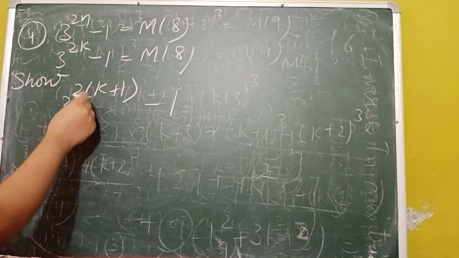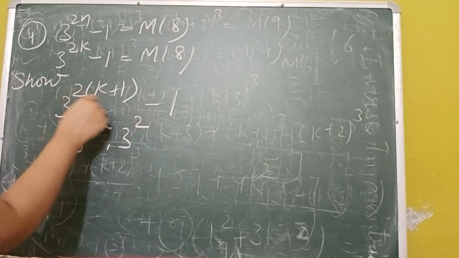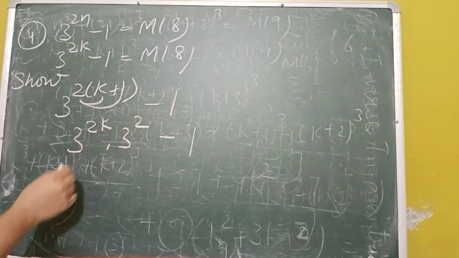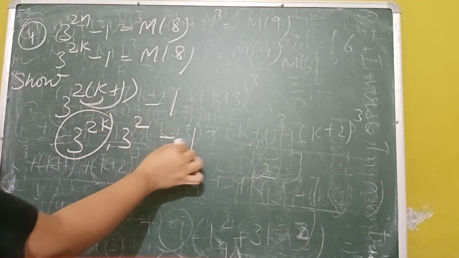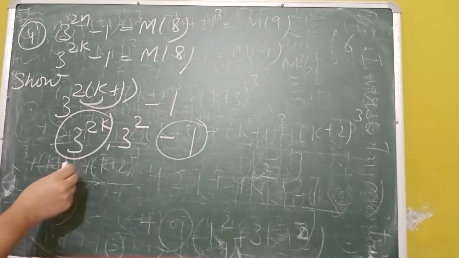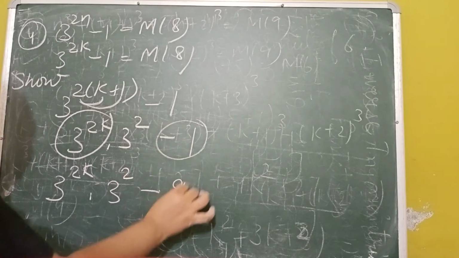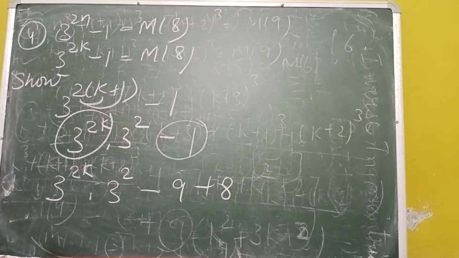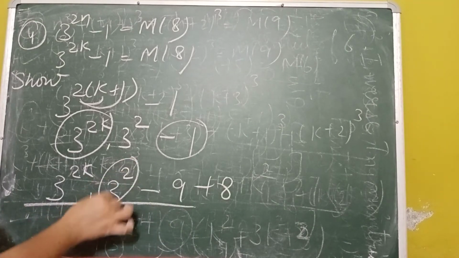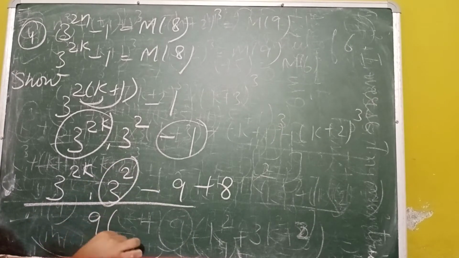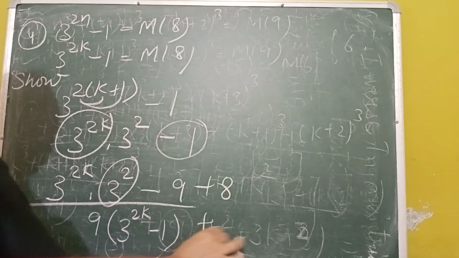So what we will do, we can write it in the way 3 power 2k into 3 power 2. This 2 will be multiplied, it's minus 1. So 3 power 2k and it's 3 power 2 minus 1. To this minus 1 I am writing in a way that it's 3 power 2k, it's 3 power 2 minus 9 plus 8. I am writing it minus 9 plus 8. Then out of these terms, as 3 power 2 is also 9, I am taking 9 common outside and it's 3 power 2k minus 1 plus 8.